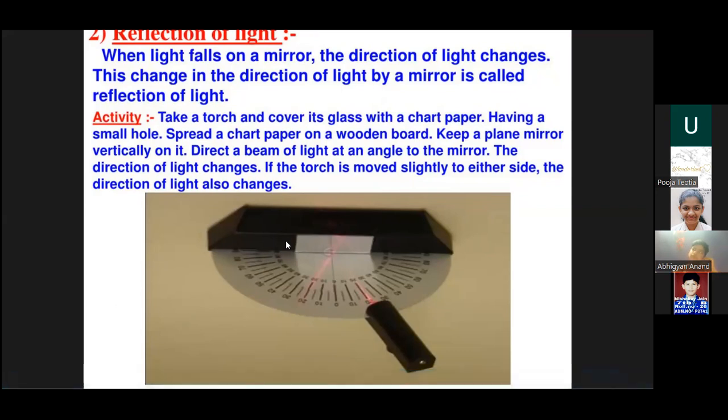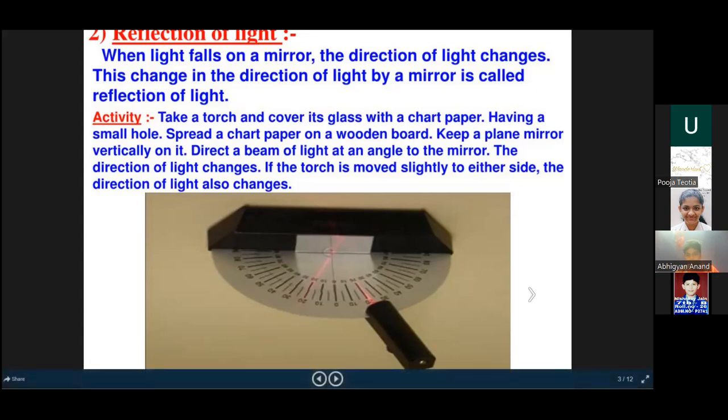Children, see, this experiment has been done. This is a mirror. I hope you are able to see. The mirror is standing with the help of a stand, and see the laser light, red color laser light. If we throw it on the mirror, it comes back after reflection. Is it visible to you? It means the mirror is reflecting the light. When the light falls on the mirror, the direction of light is changed by the mirror. So that is known as reflection of light.